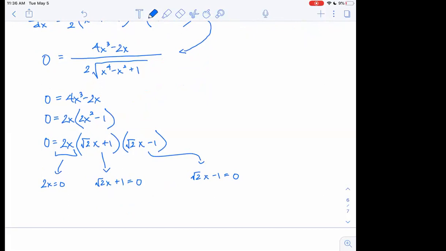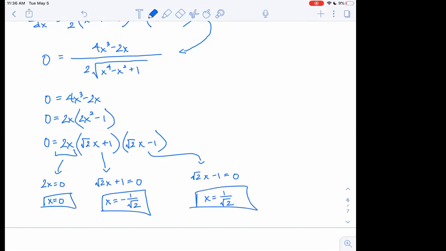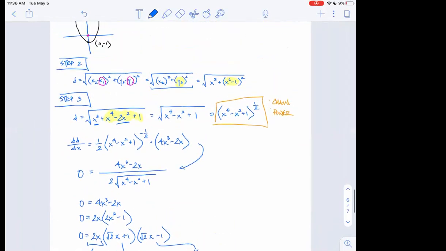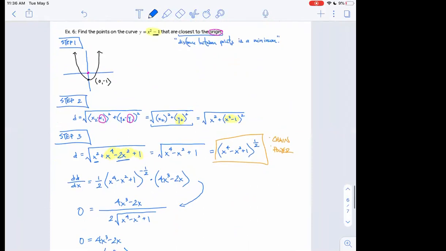So in the first one, we're going to get x equals 0. In the second one, we will get negative 1 over root 2. And in the third one, we will get 1 over root 2. Okay? Now, with these three options, we kind of need to go back again and see, do they all make sense given our graph? Okay?